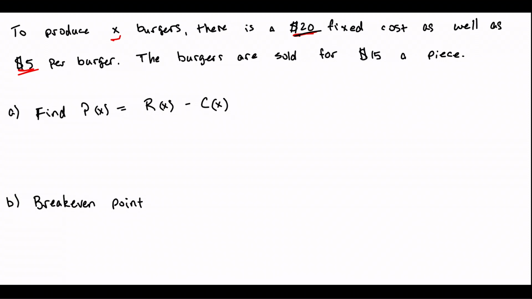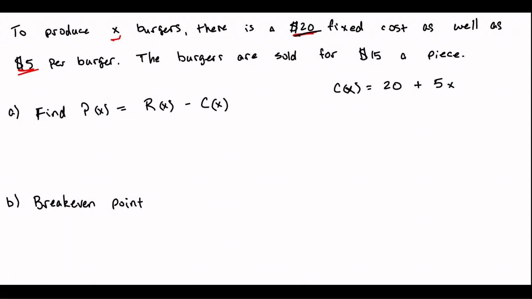The C of x is equal to, we already said it's a fixed cost, it never changes. That means I can have 1,000,000 burgers and it's still 20 bucks for that fixed cost. But it's also $5 per burger, and so that's how we say this. Just the linear function is the most standard form for your cost function. And then we'll go back to the question here.